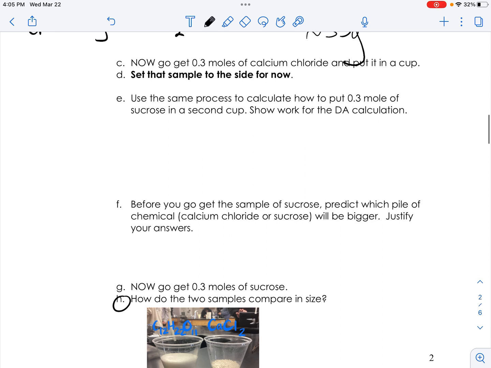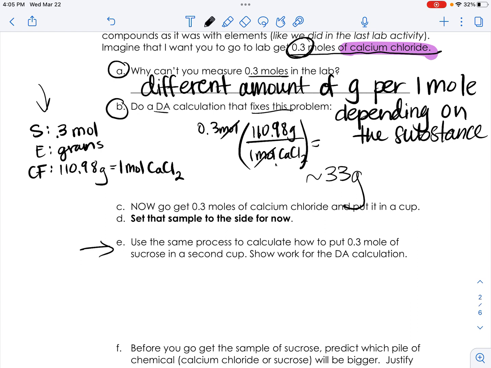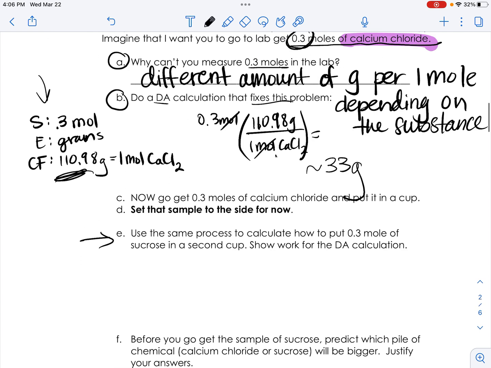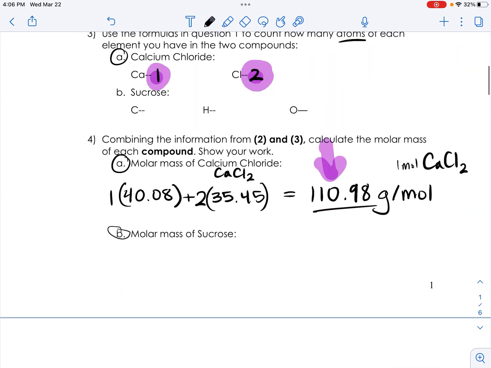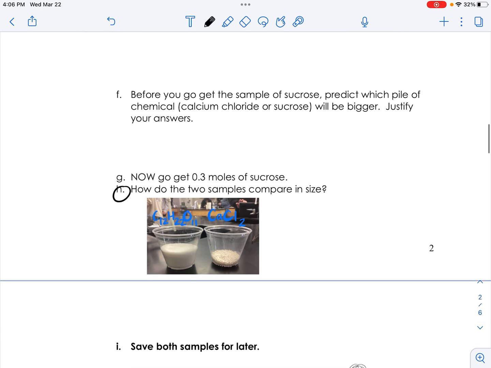Okay. Then E is talking about use the same process for sucrose. So you're going to set up a similar dimensional analysis problem, but you're going to need sucrose's molar mass here, which you should have calculated up here, okay? Okay, pause and do that now.